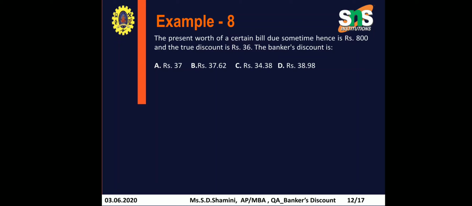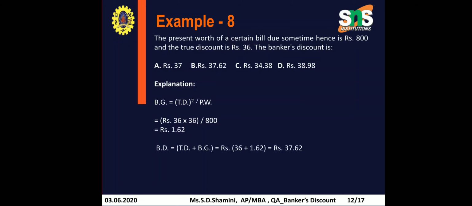From this you have to find out the banker's discount. So the banker's gain is given by true discount square divided by the present worth. True discount is rupees 36. So 36 into 36 divided by the present worth, which has been given as rupees 800. If you calculate this, you will get rupees 1.62.